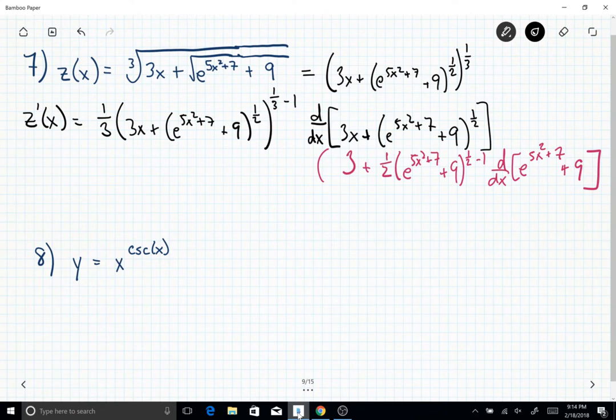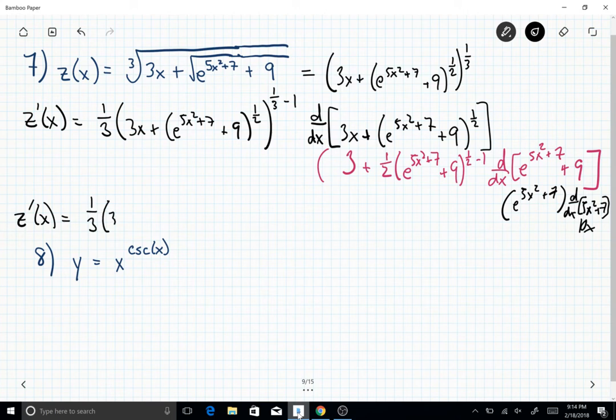So what we're left with is just e to the 5x squared plus 7 times that derivative of the exponent. So derivative of 5x squared plus 7. So this is a lot of work, it seems like. But we can finally, if we recognize that that's going to just be 10x, we can recognize that we can solve this thing.